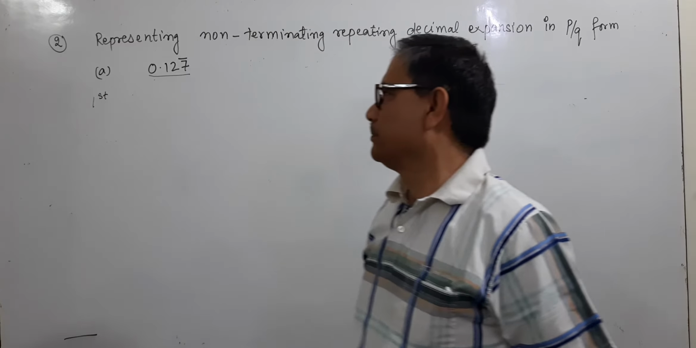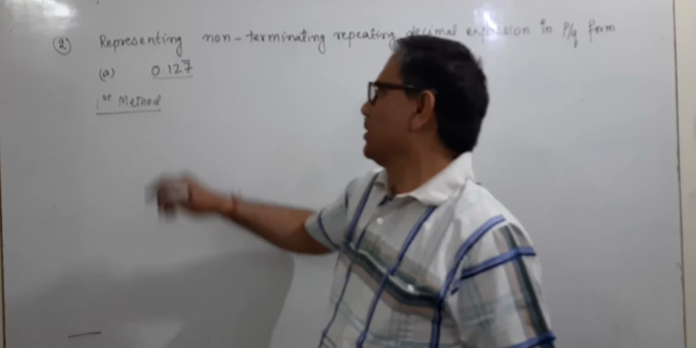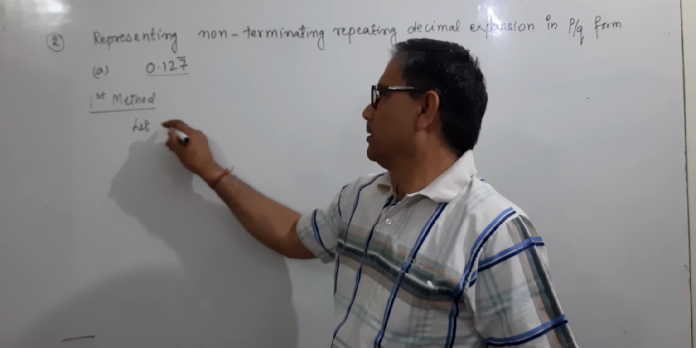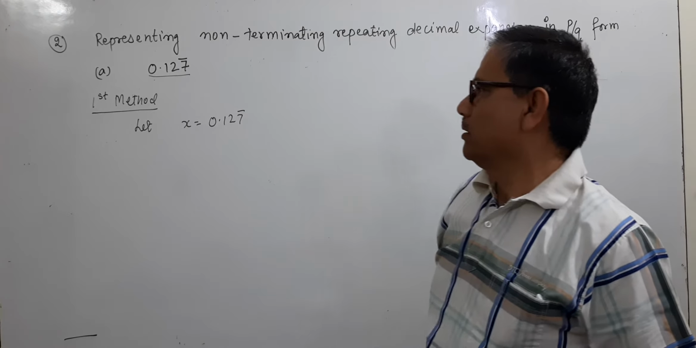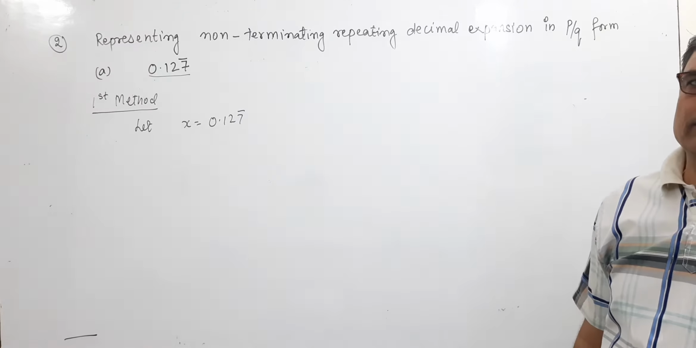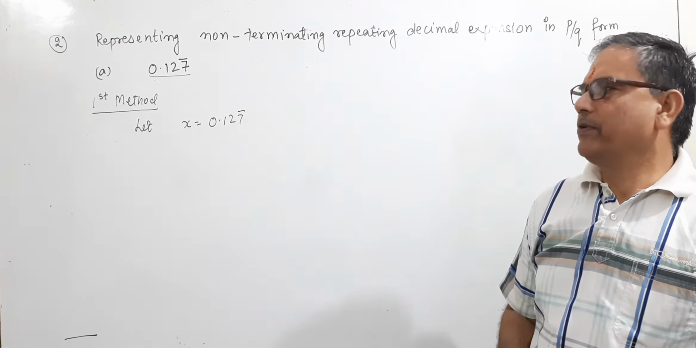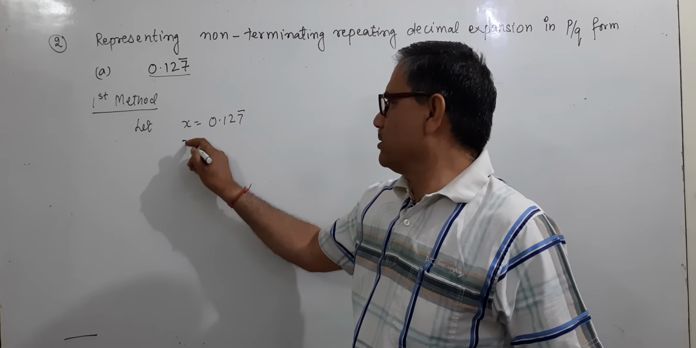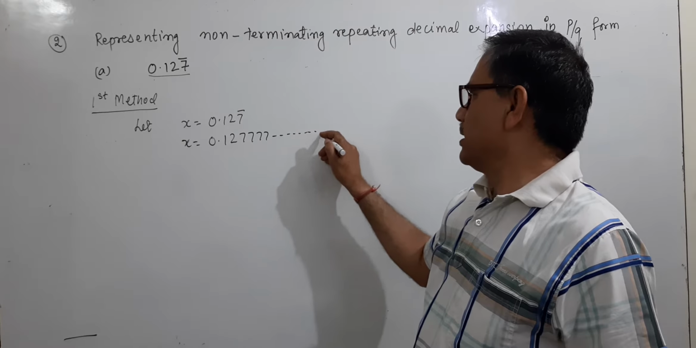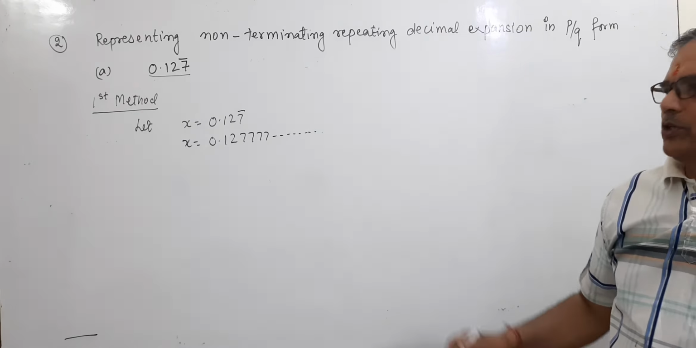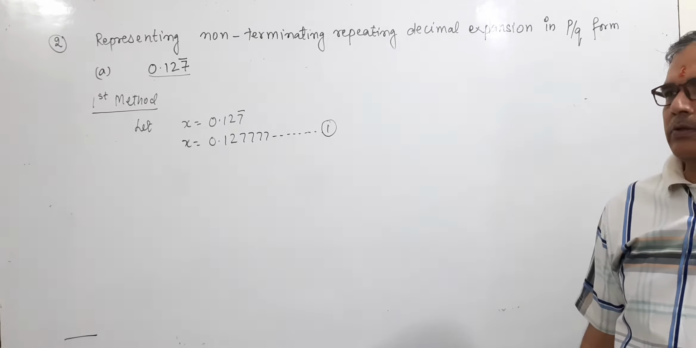First method: let x is equal to 0.127 bar. What is the meaning of this bar? It means this 7 is repeating again and again and again. Meaning we can say x is equal to 0.127777 dash dash dash. And we have to assume this is equation number first.